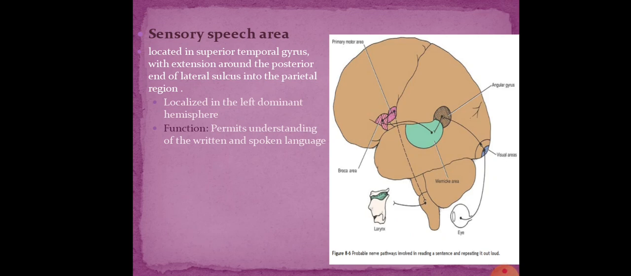This is known as the secondary speech area or Wernicke's area. Also, this area is important in the dominant hemisphere. The function of this area is understanding the written and spoken language.